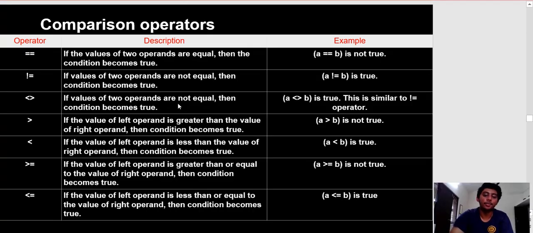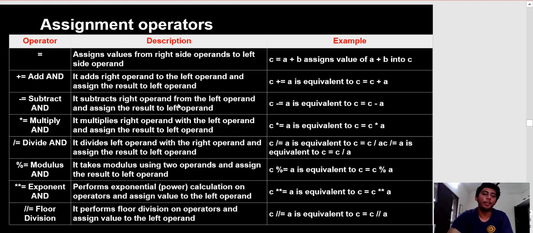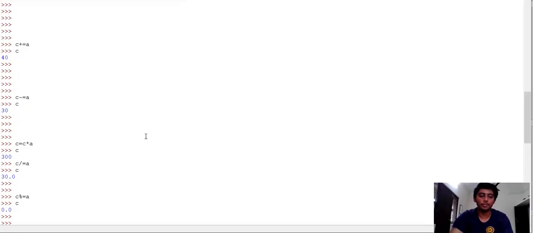Now we will see the next kind of operators, that is assignment operators. The assignment operator is used to assign values to other variables. There are the equal to operator, add and operator, subtract and operator, multiply and operator, divide and operator, modulus and operator, exponent and operator, and floor division operator. Now we will see the demo of these operators one by one.